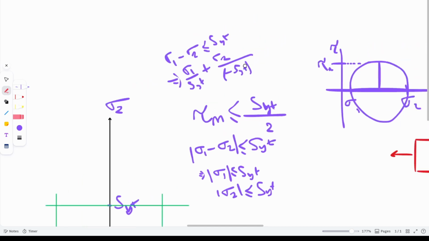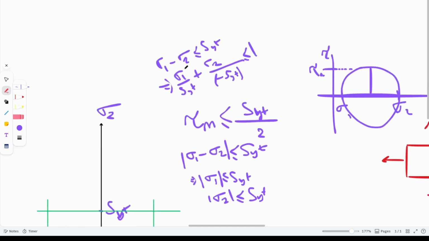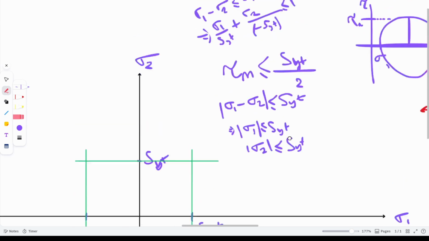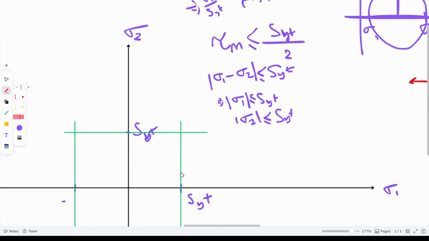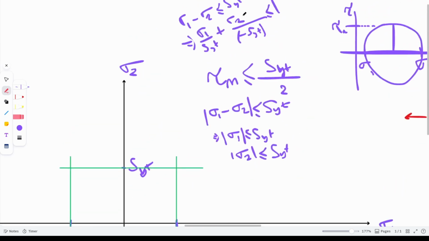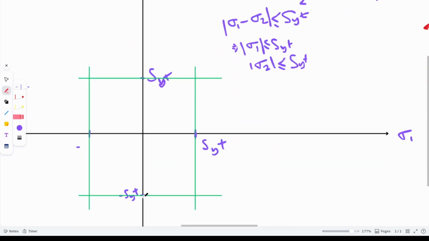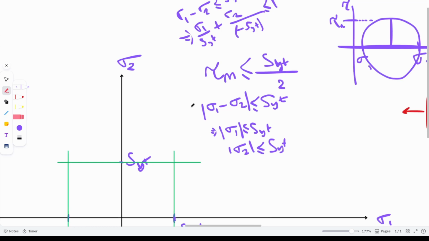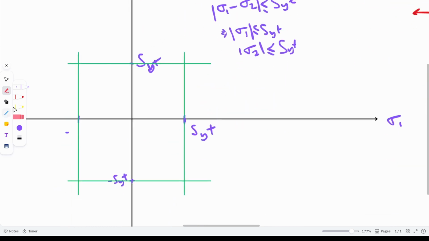I'm just rewriting it mathematically, and this is essentially the intercept form of the equation of a straight line. So for sigma 1, the intercept is SYT, so this guy, and for sigma 2, the intercept is minus SYT, so it's this guy. And the line passing through these 2 points is what the equation out of this inequality represents. So if I draw a line, this is how that kind of a line will look.